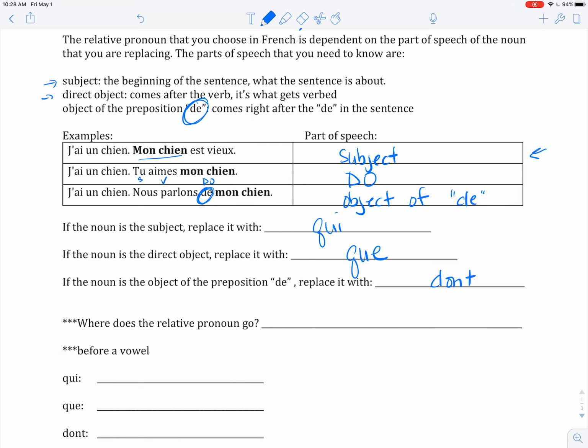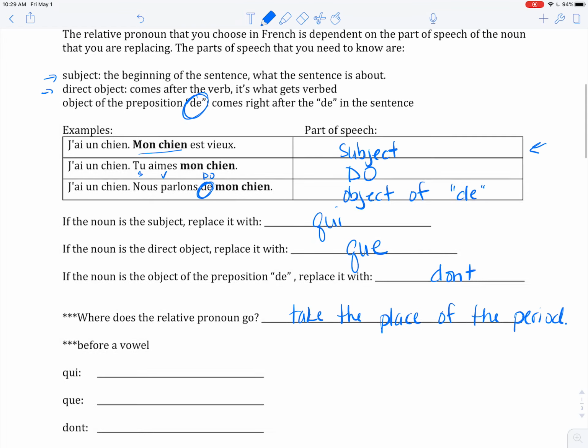Now the next question is, where does that preposition go? When you put the qui, que, or dont into the sentence, where does it go? It is going to take the place of the period. Because remember, we have 2 sentences separated by a period, and we're combining them into one sentence. So we're taking out that period that separates the two sentences, and the qui, que, or dont is going in the place of the period. It's going to be the connector. It's not a conjunction, but it's functioning like a conjunction, that it's going to connect those two sentences together.